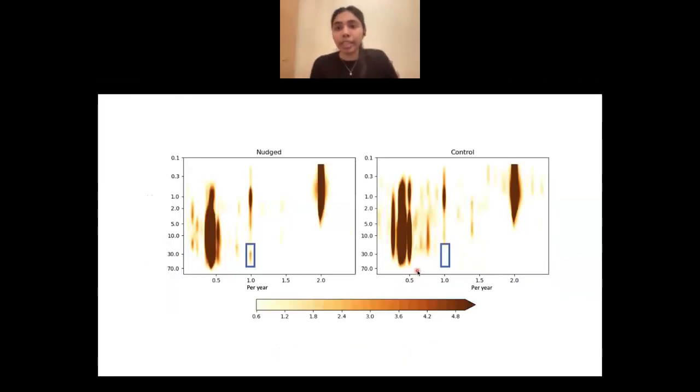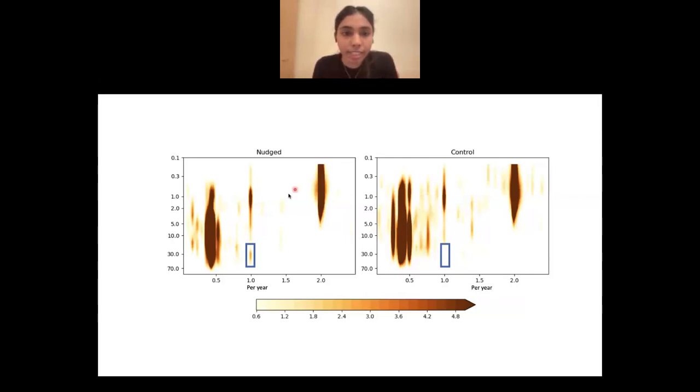Okay, the plot here is again the Fourier transform in time of the zonal wind, and this is in per year on the x-axis. The variability here is from the semi-annual oscillation, and we have the 1 year variability here, which is the annual variability, and about 2 years is the quasi-biennial oscillation variability going on in the control and nudge runs.